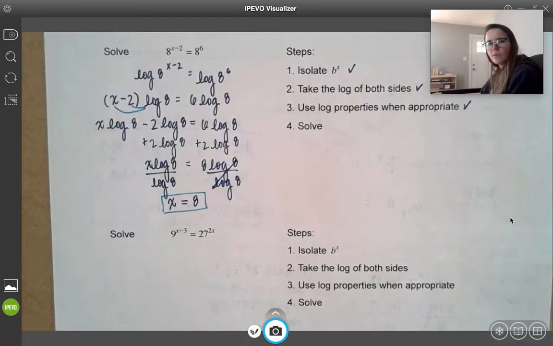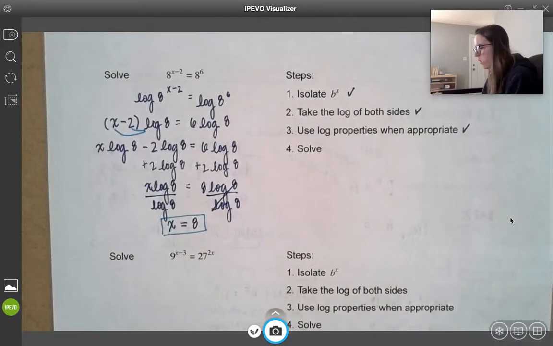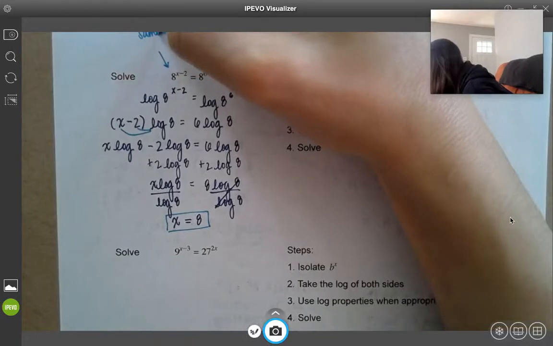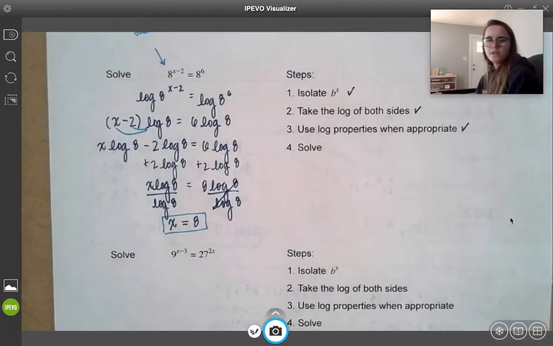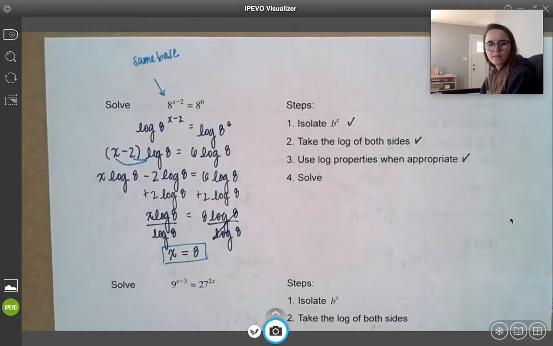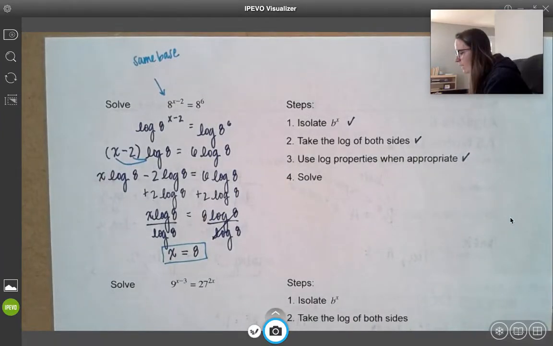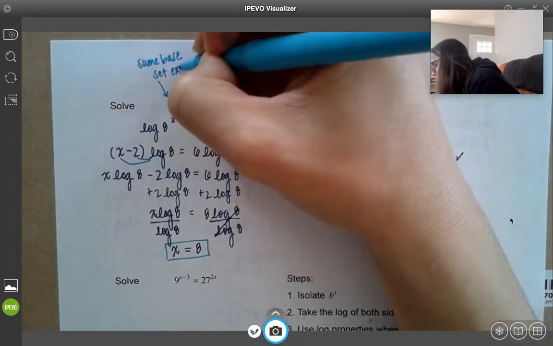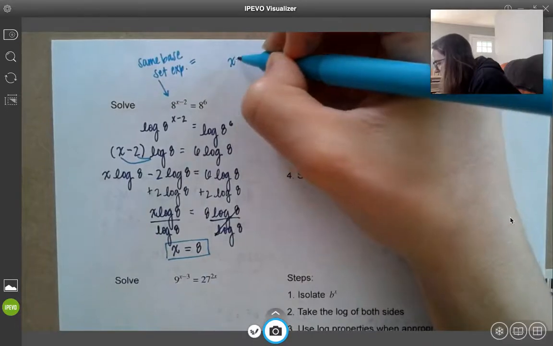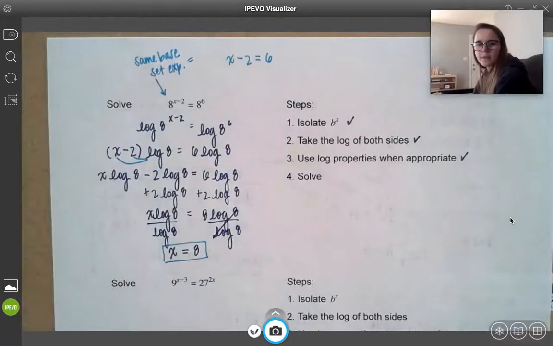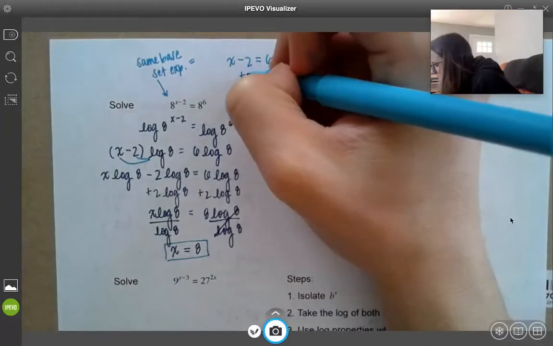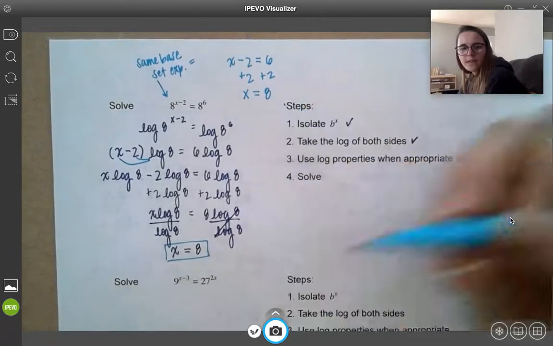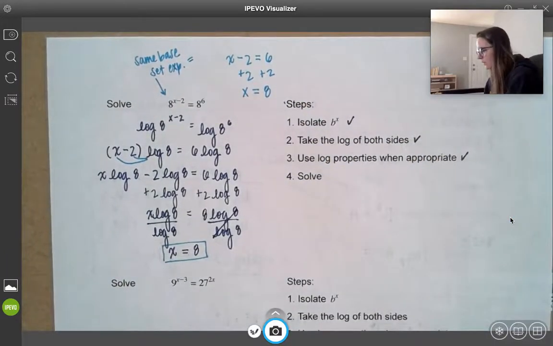Okay, there was an easier way of doing this problem that I want to show you. Notice that we have the same base. You can do it the same way each time, or you can use this little trick on problems just like these. If we have the same base, I can set the exponents equal to each other. So I'm going to have x minus 2 equals 6, because those are my exponents. And then I solve for x. So I add 2 to both sides. I get x equals 8. So I have x equals 8 and x equals 8. So that is correct. That's a little trick.